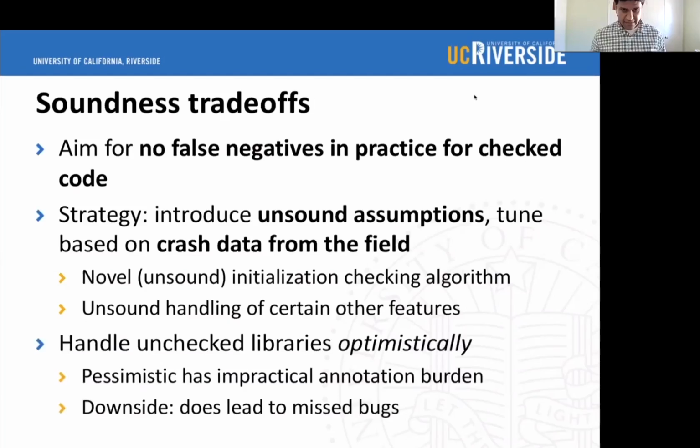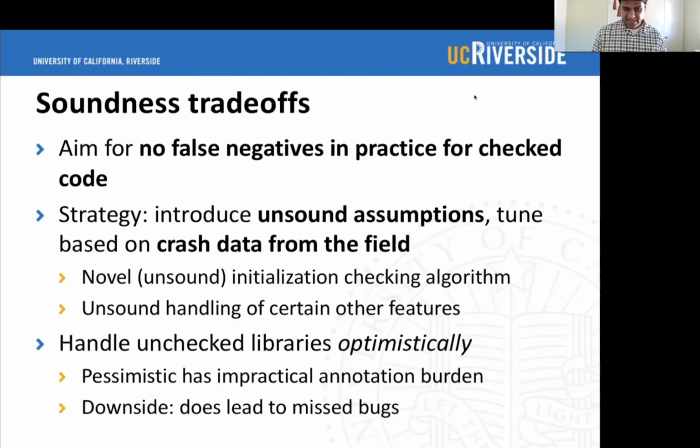The other key thing that we did was in our handling of third-party libraries. We found that the only way to do this reasonably is to handle them optimistically. This means that basically we assume that if you had a third-party library and it wasn't annotated, it was not going to be the root cause of null pointer bugs. This doesn't sound great, but we found that the alternatives were worse.